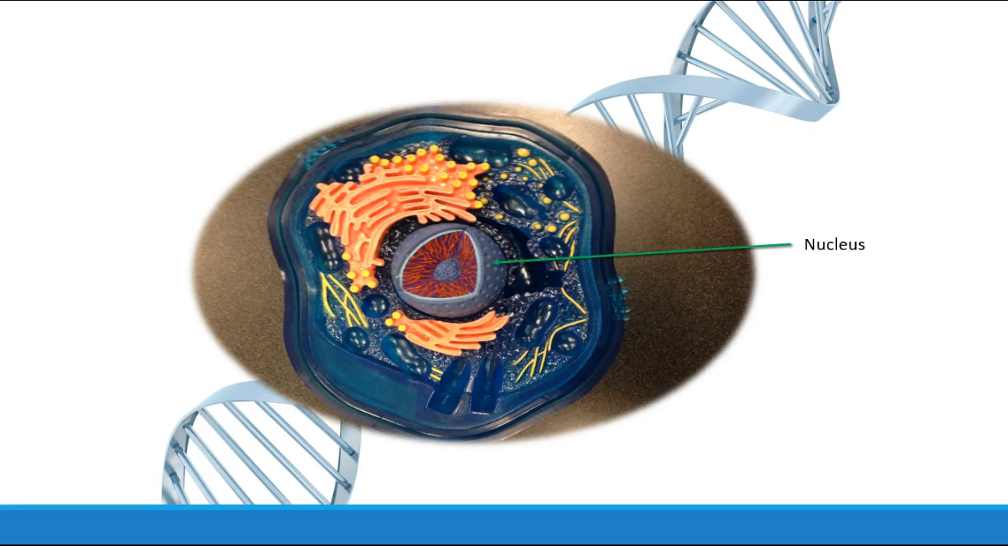All eukaryotic cells have a nucleus. This is where DNA is housed. In the nucleus lies the nucleolus, where RNA is transcribed, like mRNAs and rRNAs.